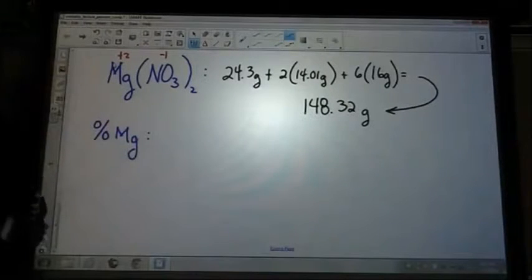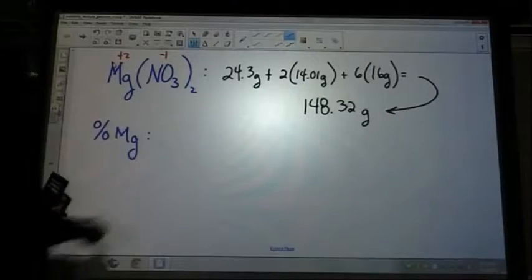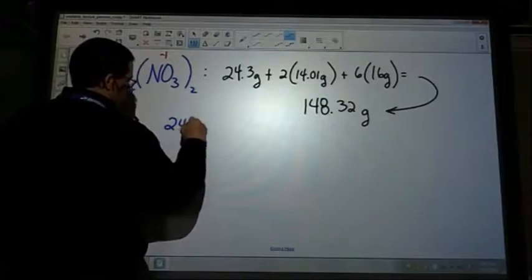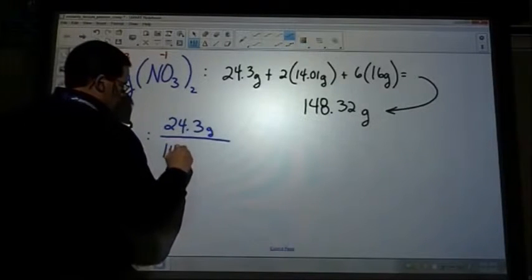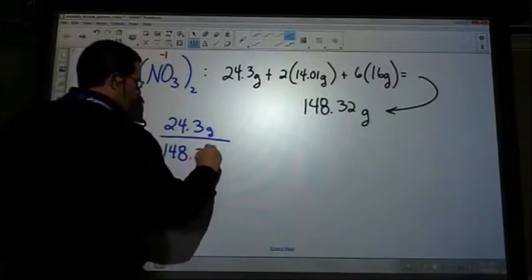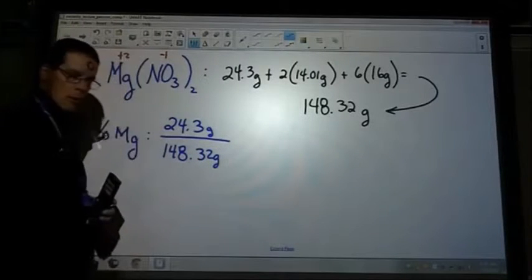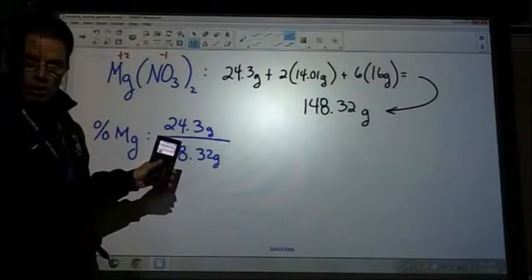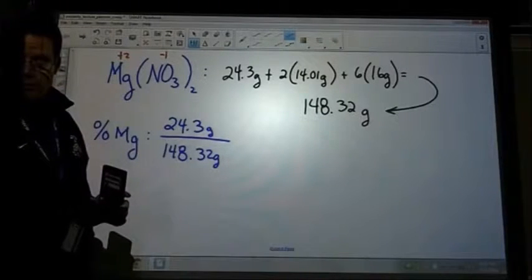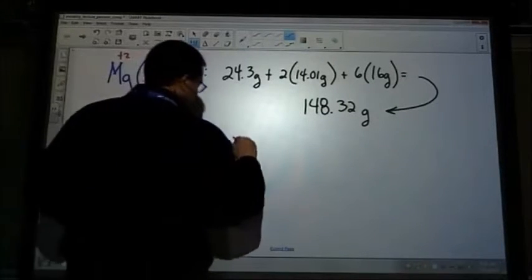Okay. So if I were to ask you, how do you find the percent by mass for magnesium? Well, how much of magnesium nitrate is magnesium? There you go. So 24.3 divided by the total, 148.32. Hey, this is tough stuff. This is chemistry. Remember that. And then I multiply that by what? Remember, you're in Indiana. 100. Good.